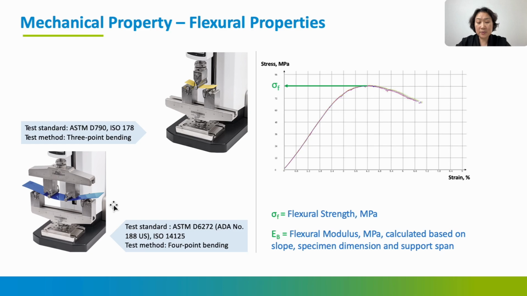Another key mechanical property is flexural strength and flexural modulus. These are also tested using a tensile machine, but under bending mode, either 3-point bending or 4-point bending. This property tells us whether the material is rigid or soft. A higher stress is needed to bend a rigid material, but it is relatively easy to deform a softer one.